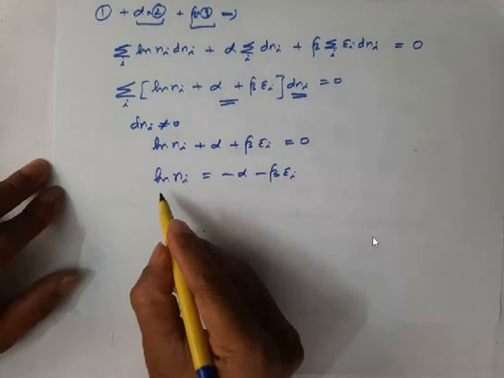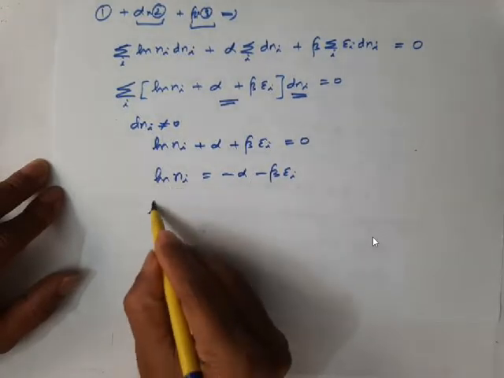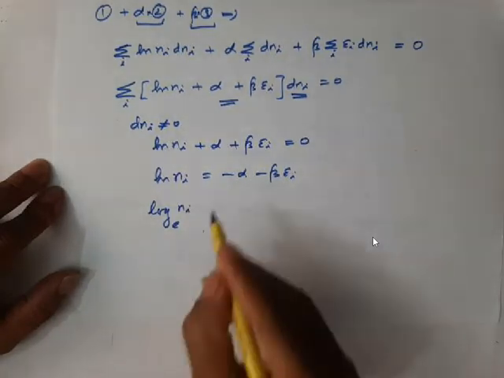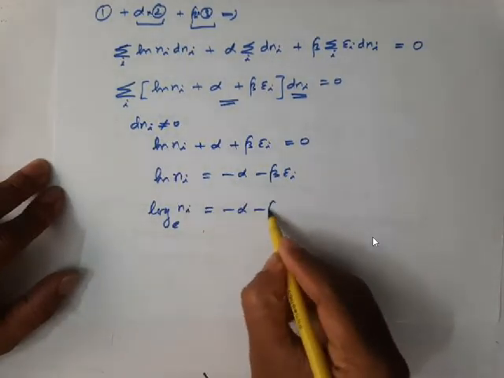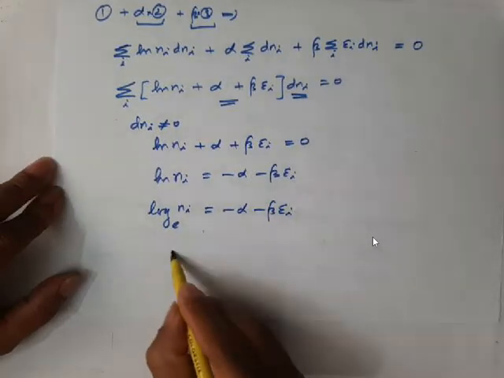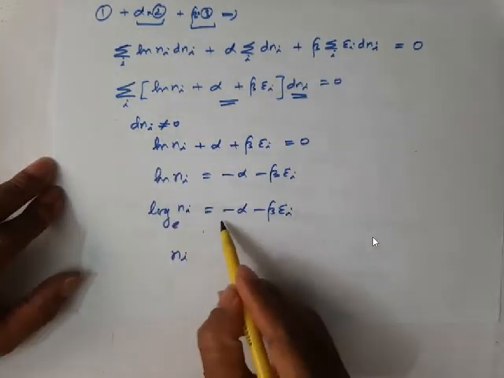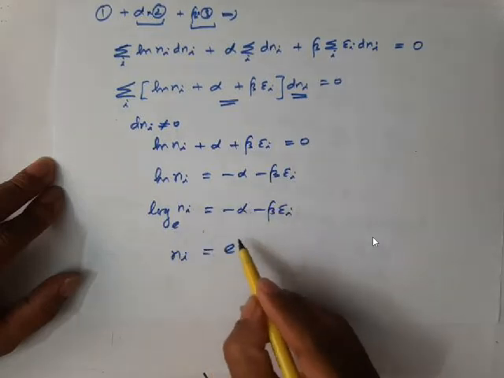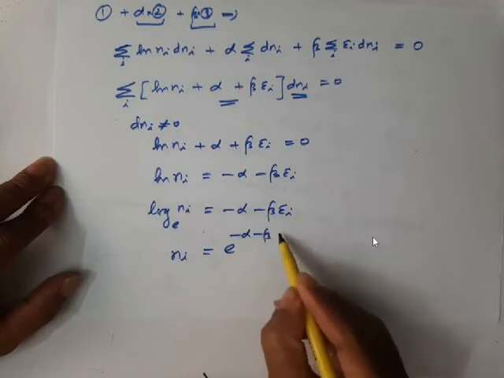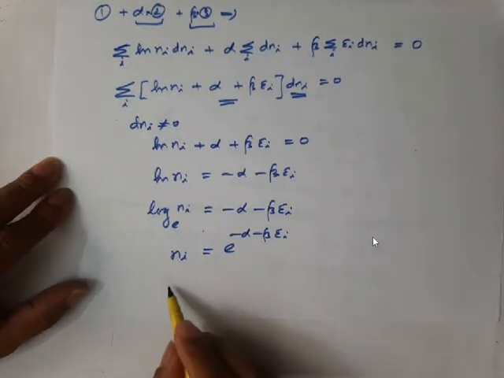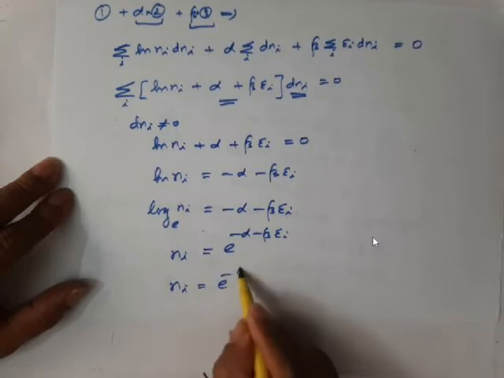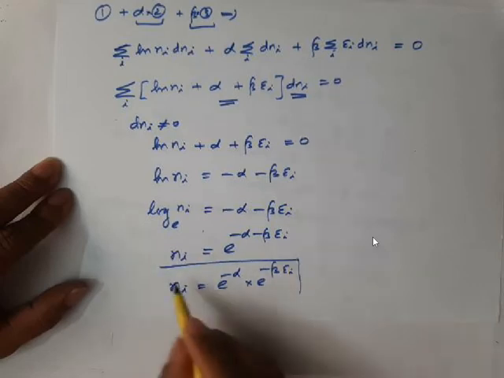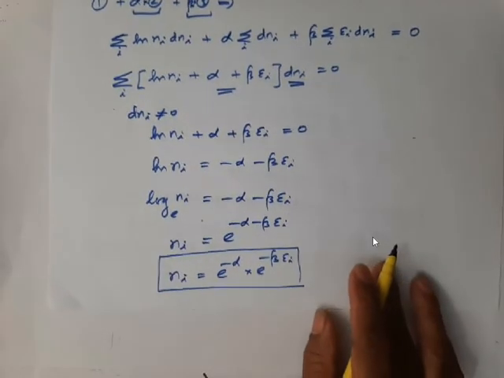And we also know that ln is nothing but log base e. So this is minus alpha minus beta into Ei. So what is Ni? If I remove log, this e will go here and this term will come in the power of e. So e power minus alpha minus beta Ei. You can also write this as Ni equal to e power minus alpha into e power minus beta Ei. We'll get an equation like this.